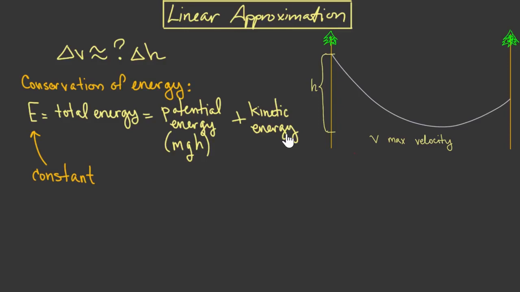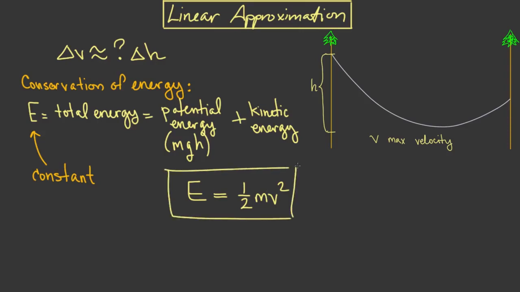The expression for kinetic energy is 1/2 mv squared. So the maximum velocity happens when E is equal to 1/2 mv squared. So I'm going to leave it to you to find the expression for v in terms of E just by doing some algebra, and then you are going to find a linear approximation that we are going to use in figuring out the relationship between delta v and delta h. Good luck!